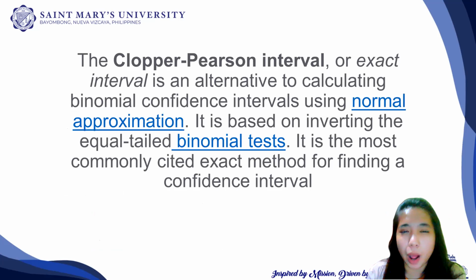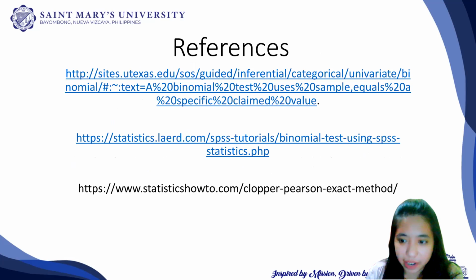Okay, so aside from considering the binomial test, we also need to consider the Clopper-Pearson interval, which we're going to use at the same time, also called the exact interval. It is an alternative to calculating the binomial confidence interval using normal approximation. It is based on inverting the equal-tailed binomial test. It is the most commonly cited exact method for finding a confidence interval. In a little while, we are going to explain the output that we can generate using the Clopper-Pearson interval. So here are the reference materials.